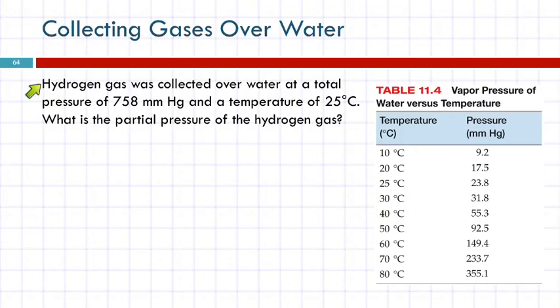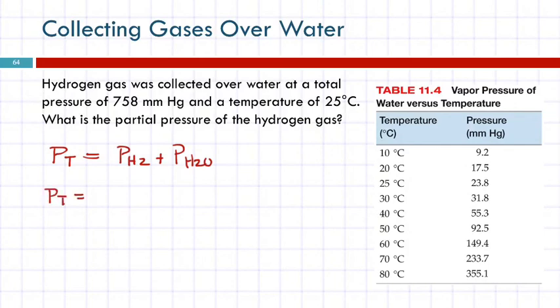So we can answer questions like this. Hydrogen gas was collected over water. Total pressure of 758 millimeters of mercury and a temperature of 25 degrees Celsius. What's the partial pressure of the hydrogen gas? Or as your experiment says, what's the pressure of the dry gas? Just the hydrogen without the water. Well, we have to think about Dalton's law of partial pressures. The total pressure of that gas sample equals the pressure of the hydrogen gas plus the pressure of the water.